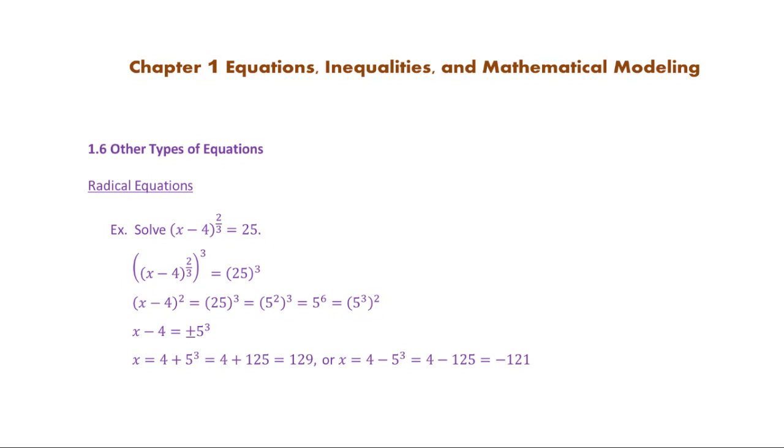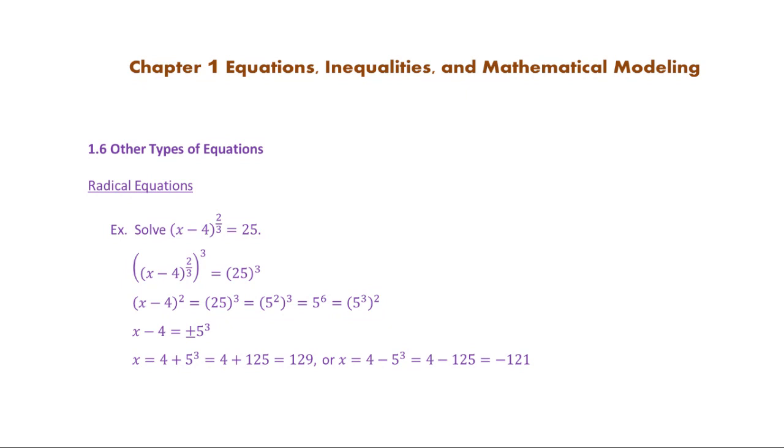So then you get two solutions, x equal to 4 plus or minus 5 cubed, so 4 plus 5 cubed and 4 minus 5 cubed. Now 5 cubed is easy to compute. It's just 125. 5 times 5 is 25, 25 times 5 is 125. So 4 plus 125 is 129. That's one solution, and the other solution is 4 minus 125, so you get negative 121. So again, we got two solutions to this equation, and they're both solutions for the original equation.